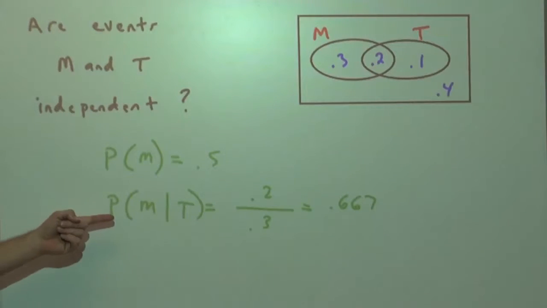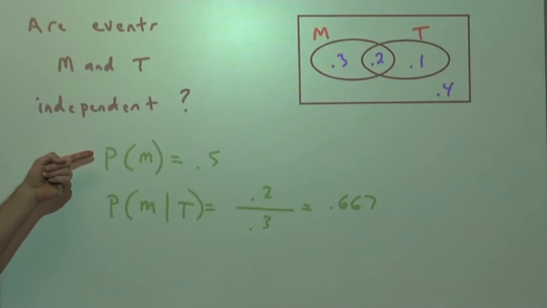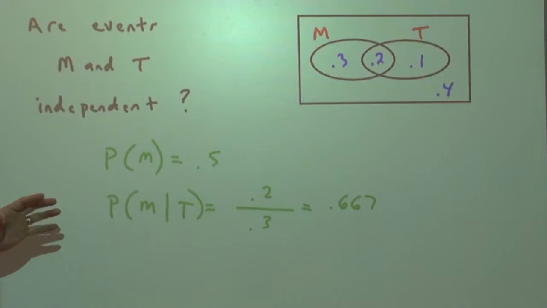So the conditional probability does not equal the initial probability of being in M, so these two events are not independent. They would be dependent events.